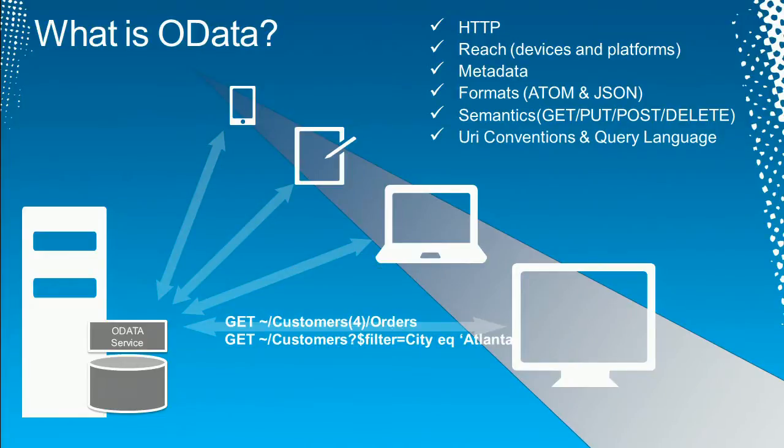Next, we have a series of URI conventions. So the URI conventions allow you to predict, based on your knowledge of the metadata, what sort of URLs you'd need to write to retrieve certain parts of the data. So, for example, in the first of those two queries there, we know that customers have orders. We know the URL for a particular customer is customers for, so we know we can just append orders to the end of that to get the orders for customers for. And we also know from the metadata that we looked at earlier that customers have a city property. So I can issue a query which will retrieve just the customers from Atlanta.